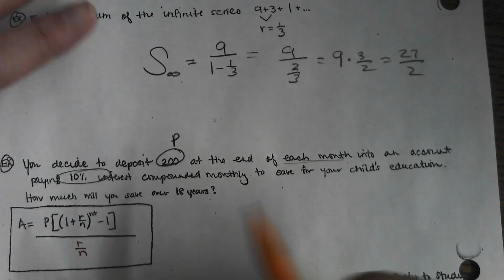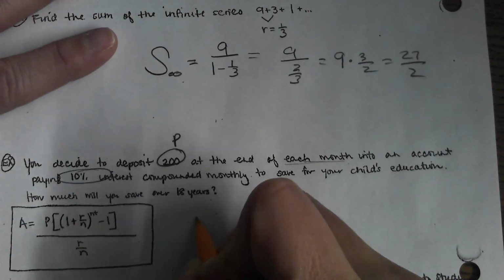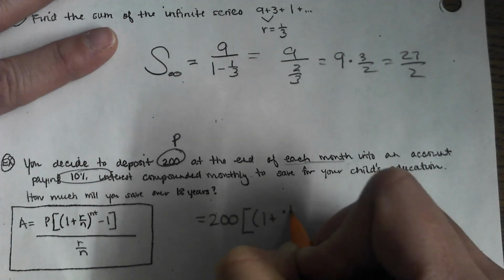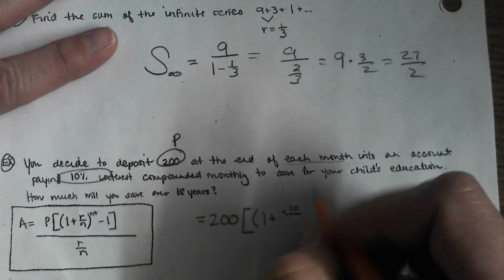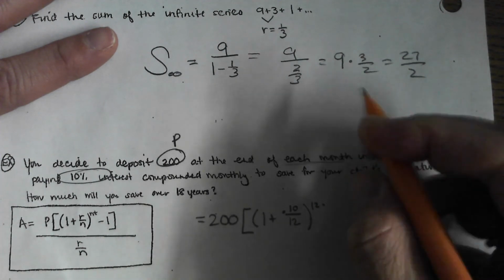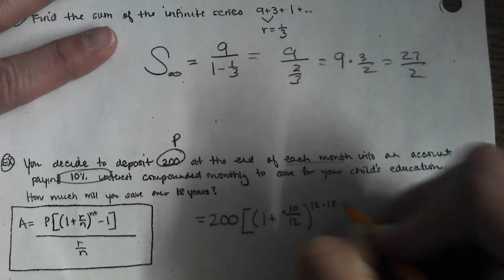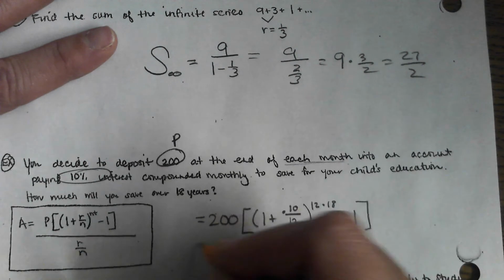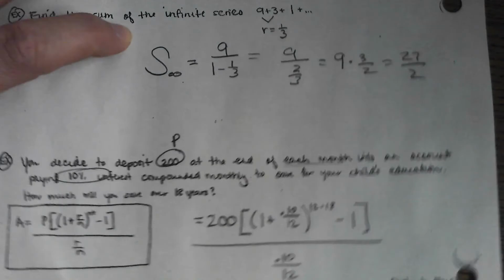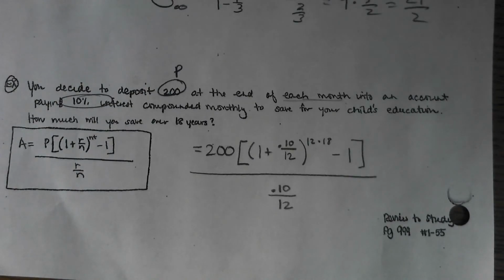Okay? So 200. N is 12, to the 12 times 18, minus 1, are divided into n parts. And then make sure you know how to properly type that in on your calculator.